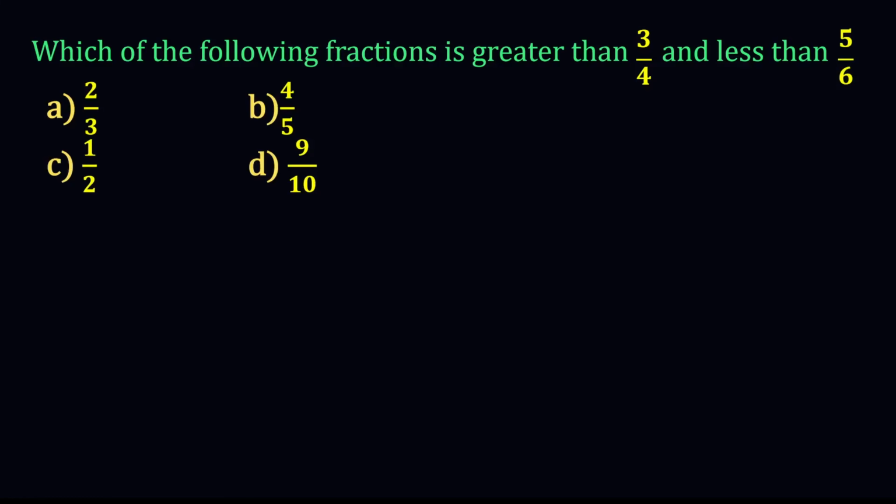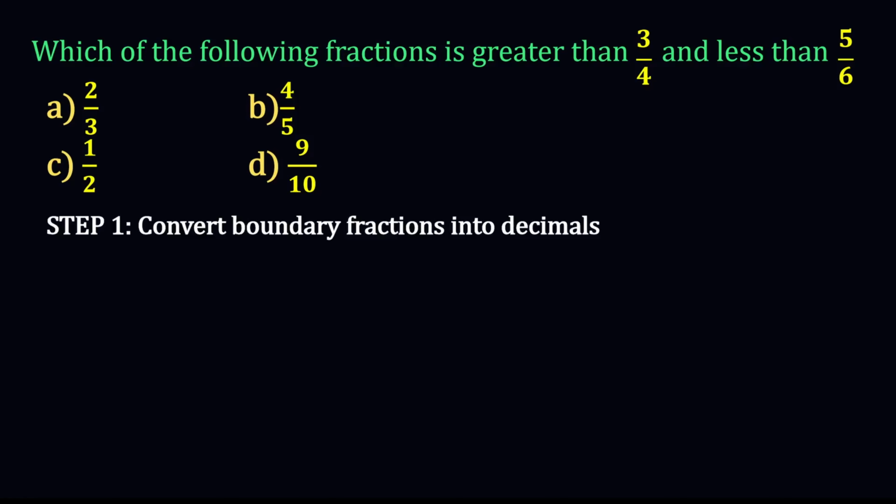Which of the following fraction is greater than 3/4 and less than 5/6? So we're given 4 options. Is it option A, option B, option C, or option D? Now from the question, we need to find a fraction, meaning from the option, which is greater than 3/4 and less than 5/6. So step number 1, we need to convert the boundary fraction into decimal.